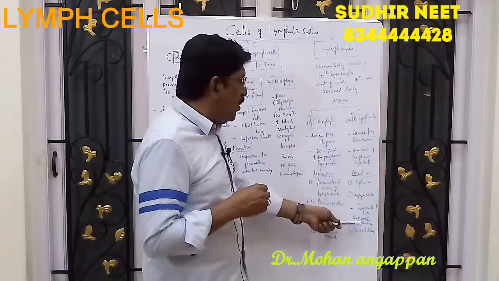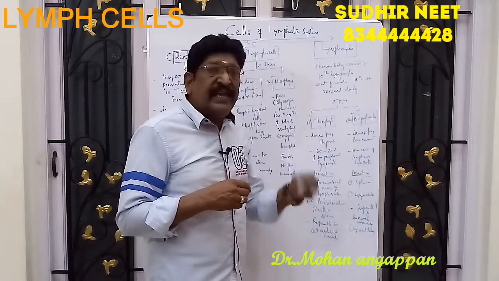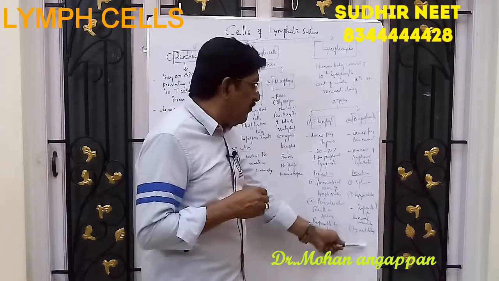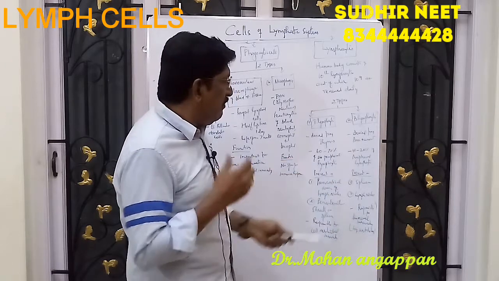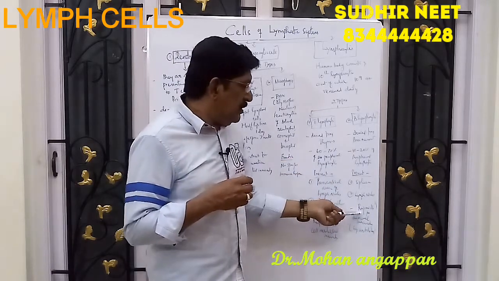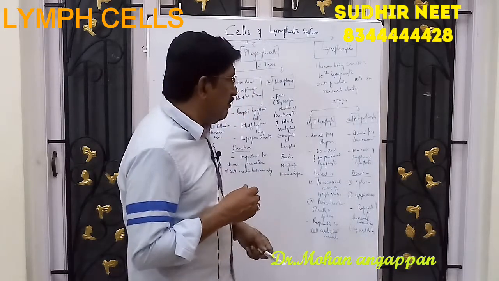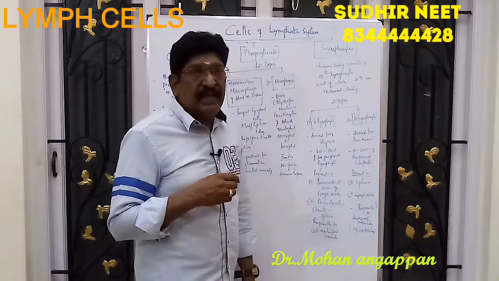They form the humoral immunity. That means they fight against the germs by forming antibodies. By antibody formation, they fight against the germs and give immunity to our body. So B lymphocytes are responsible for the humoral immunity. T lymphocytes are responsible for cell-mediated immunity.